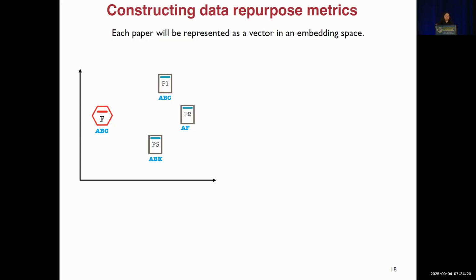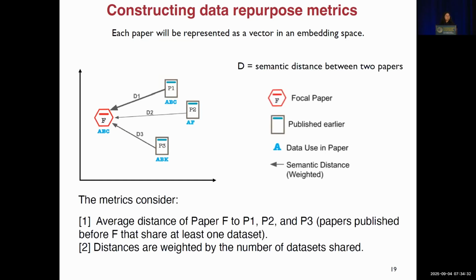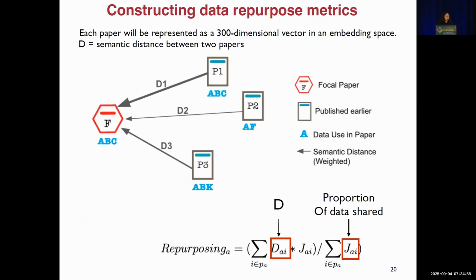So in this kind of embedded space, you can calculate the distance in the semantic space to see how similar paper F is to, for example, paper P1. To construct this measurement, we consider two perspectives. One is we calculate the average distance of paper F to papers P1, P2, P3. So we will know, on average, what the semantic space difference is between paper F and the prior papers. Second, we also weight by the number of datasets they share. The mathematical representation is shown here, and I'm happy to answer more questions after.